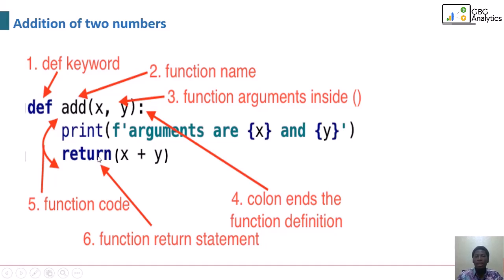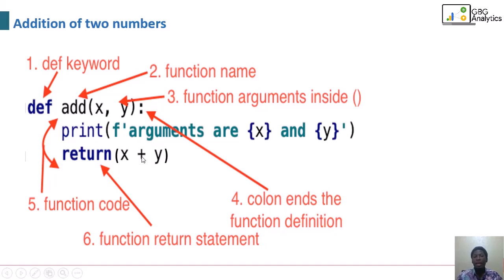So this function takes two arguments, x and y, and then it will print "arguments are" whatever you put here. Maybe x is 2 and y is 3. So this one will just print that arguments are 2 and 3. And at the end, it will return the result of 2 and 3. That is 2 plus 3, and the answer will be 5.